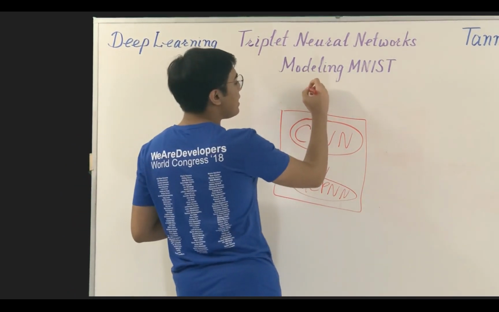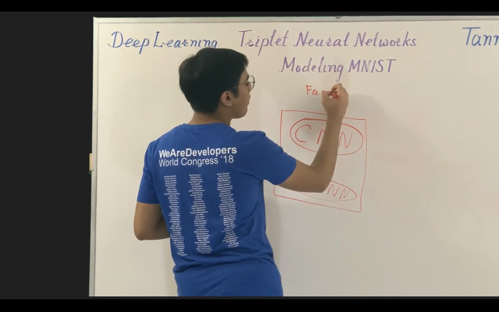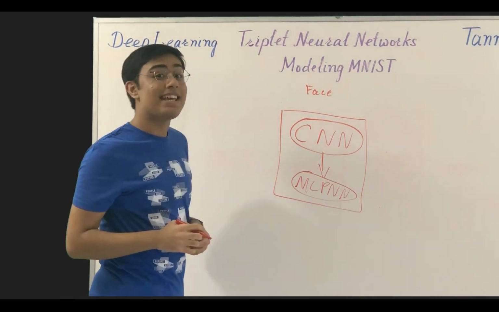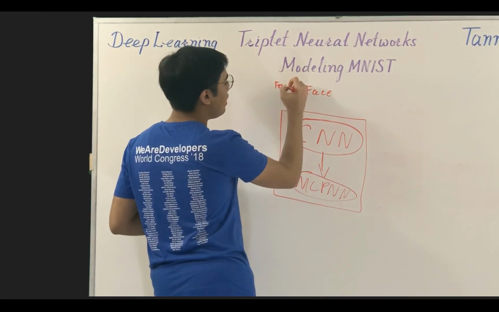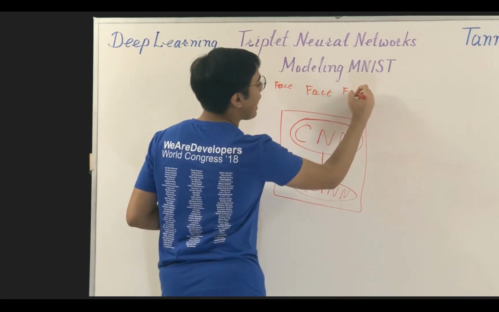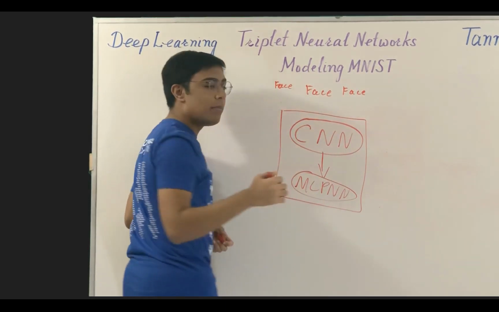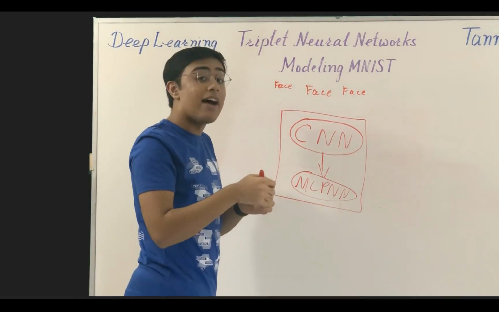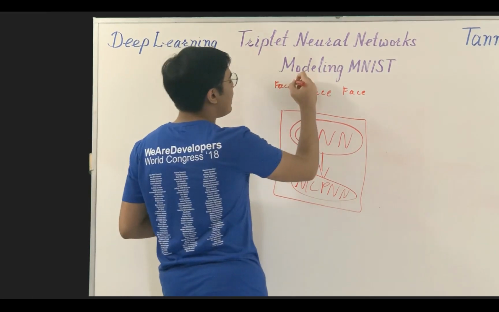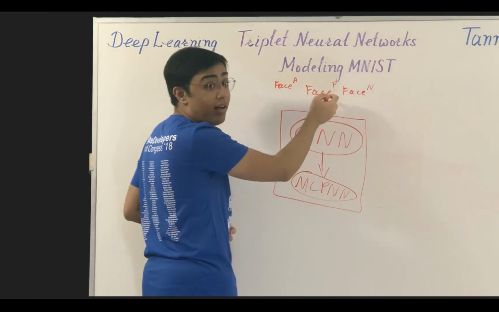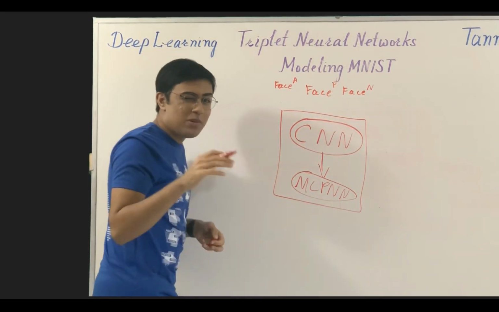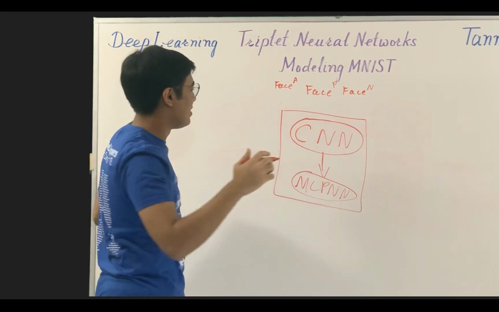Now, what's going to happen is you're going to take some face, or actually, you're going to take three faces. You're going to take face 1, face 2, and face 3. But they don't have numbers. Rather, they have letters. You have face A, P, and N. Anchor, positive, and negative. Now, you can probably start to see where this is going.